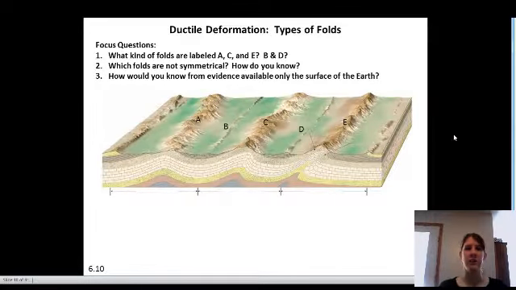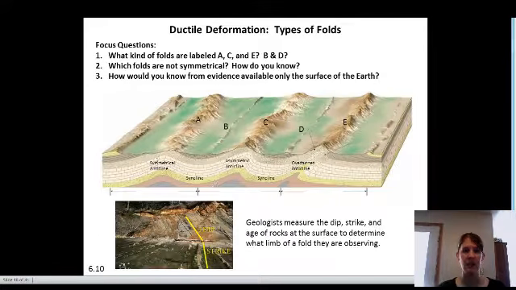So here we're just looking at the types of folds on this image. A, we would have an anticline, B, we have a syncline, C is another anticline, D is a syncline, E is another anticline. Which folds are not symmetrical? Okay, so I'm going to let you review these. It's the same image we saw before.